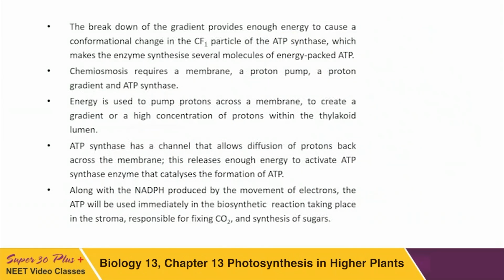Right? What happens now? The breakdown of the gradient provides enough energy which will bring out conformational changes in the CF1 particle, and ultimately the energy released will be packed and stored in ATP. Chemiosmosis requires a membrane. Important. What is required? It requires a membrane of thylakoid, a proton pump, a proton gradient, and the ATP synthetase enzyme.